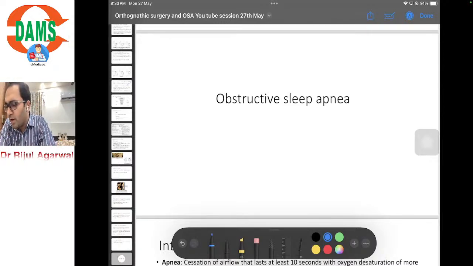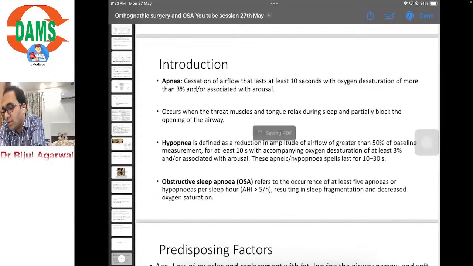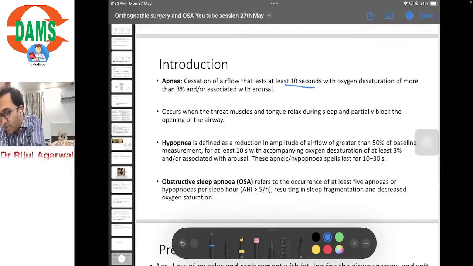Okay, so moving ahead, obstructive sleep apnea. So what is apnea, hypopnea and obstructive sleep apnea? Apnea, as we all know, is the cessation of airflow. Please pay attention to its definition. That is, it lasts at least 10 seconds with oxygen desaturation of more than 3%, with or without associated arousal from sleep. So three terms: at least 10 seconds, desaturation of more than 3%, associated with arousal.